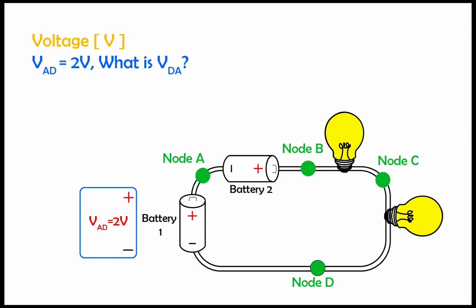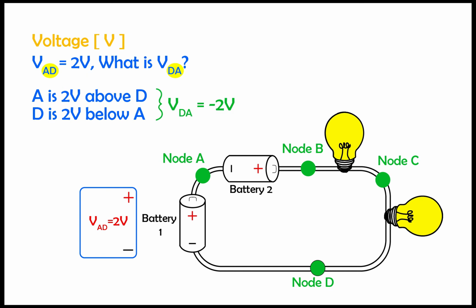Note that we changed the order of nodes in this question, and since point A is 2 volts above point D, it is also true that point D is 2 volts below point A. Therefore, voltage from point D to A, or VDA, is negative 2 volts. Since I sense that you're not fully convinced about the relative property of voltage, let's analyze node B.